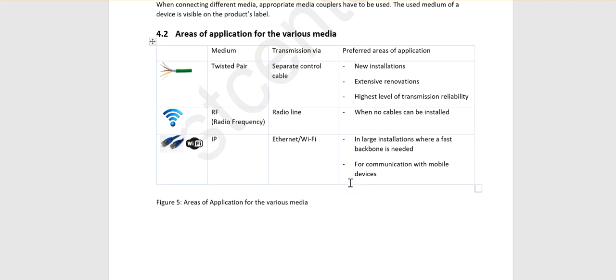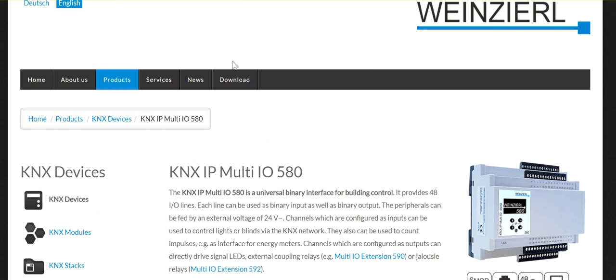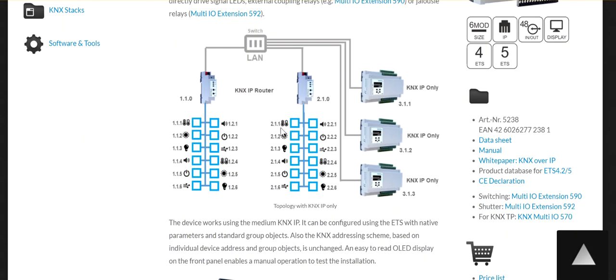But nowadays, apart from the IP devices like the IP interface and IP router, some devices, some actuators for example, come with an IP port. For example, this KNX IP Multi IO 580 from Weinzierl from Germany. It is provided with a direct IP output. Yeah, it's nice, huh? The IP interface is inside of it. Of course, it's a KNX input-output device with some actuators, digital input-output, and it provides communication with KNX over IP. Yeah, remember that the future belongs to IP, for sure, the near future.